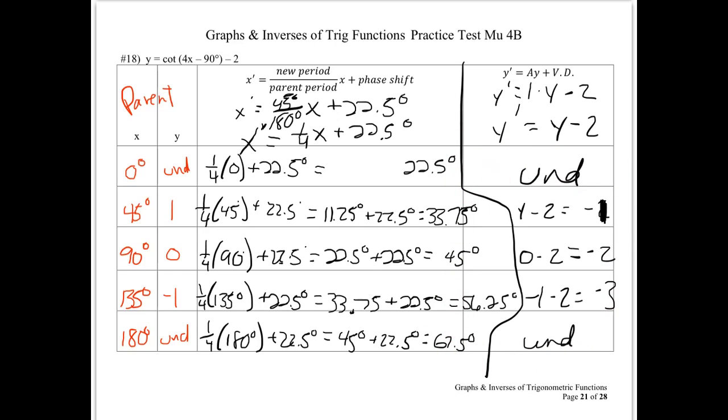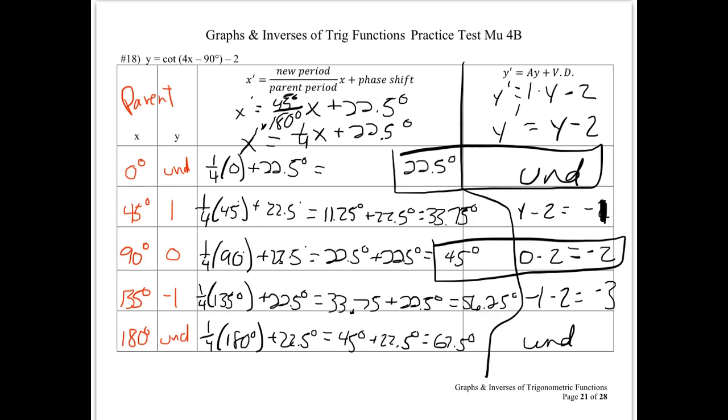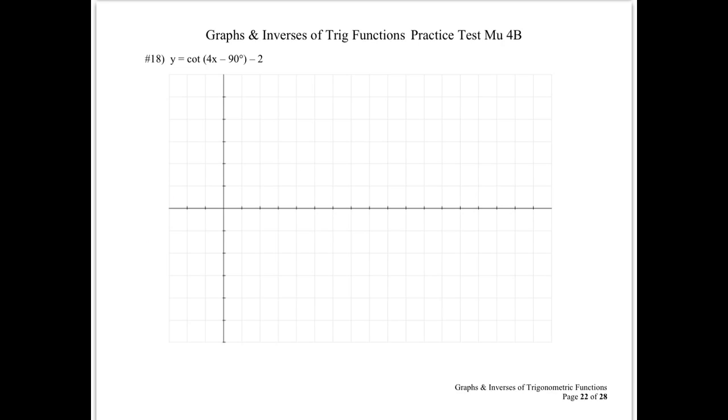So let's see if we can graph this. The important things to be able to graph here are the 22.5 undefined, 45 degrees negative 2, and 67.5 undefined. These intermediate points that you see here are just to make sure that your curve is curving in the right direction. So, if I'm going to count by 22.5s, I'm going to make every 2 spaces 45 degrees. It means 22.5 is halfway between each of those.